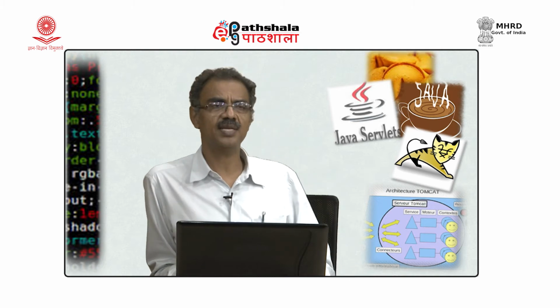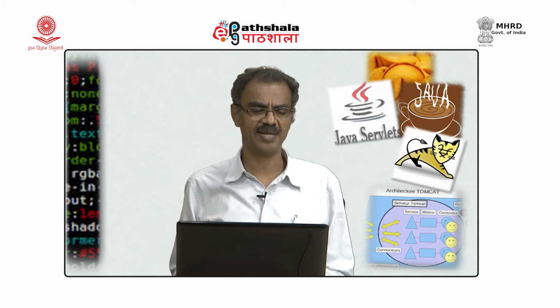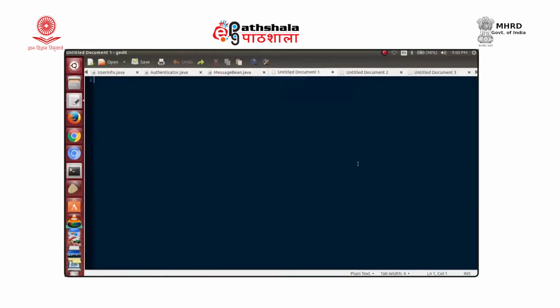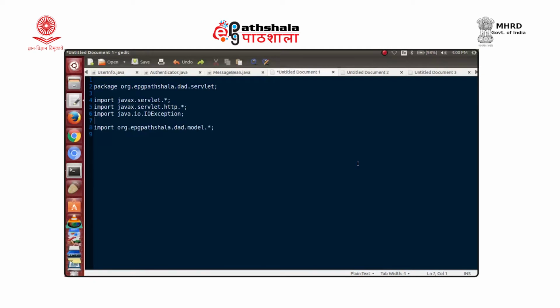It is a servlet, so let us start with the package declaration. We will put it under org.epgpathshala.dad.servlet. And then within this, we need the usual imports for any servlet: javax.servlet.*, javax.servlet.http.*, and the IOException. And since we are using the classes from the model over here, we will need one import for the model also: org.epgpathshala.dad.model.*.